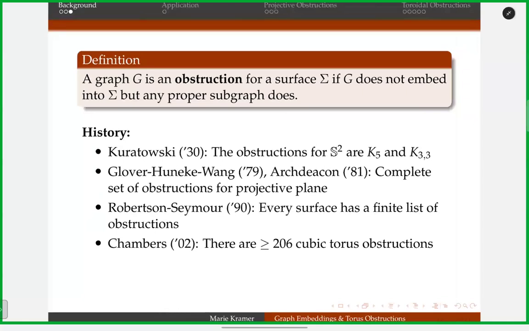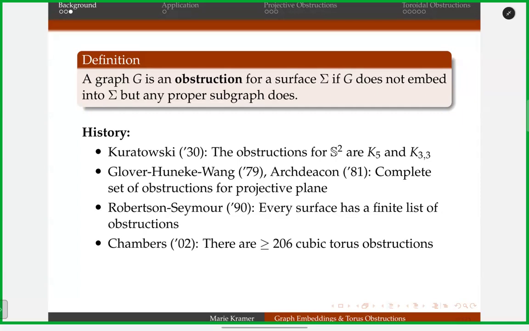So for the torus, there are at least 206 cubic obstructions, and it is believed that that list is complete. Part of this was done by Chambers in his master's thesis, using computer algorithms, exhaustive searches. And this conjecture is based on the fact that they started looking at larger and larger graphs, and eventually they found no more obstructions. If you look at the data of their obstructions, it seems believable that they found them all, but there's no proof as of yet that there's actually exactly 206 cubic obstructions.